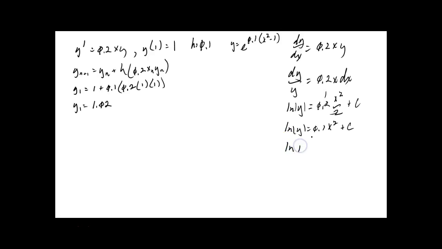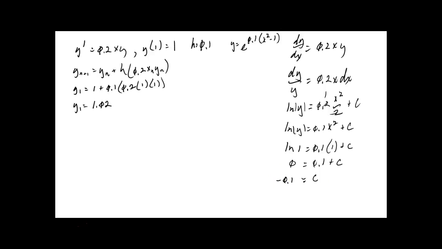Log of 1, we don't need absolute values for that, that's obviously positive, is equal to 0.1 times 1 plus c. Well, log of 1 is 0, okay? So this is equal to 0.1 plus c, so c is equal to negative 0.1.